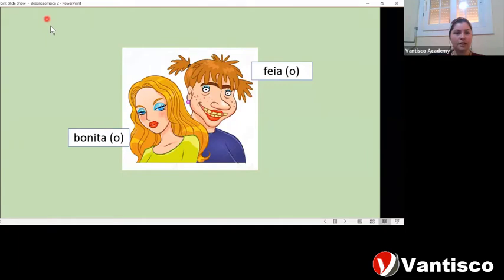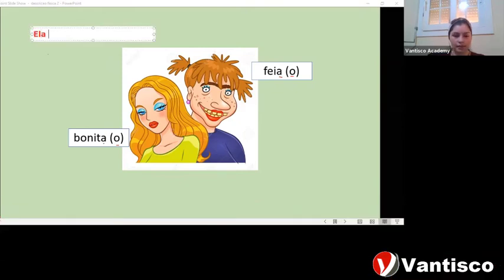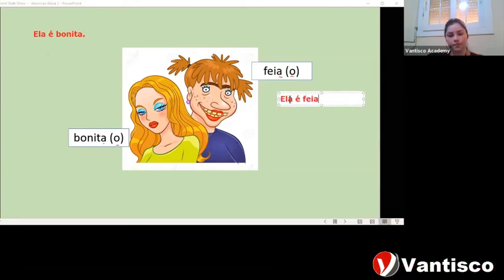So for a woman, we have the letter A, a letra A. E para o homem, the man, we have the letter O, a letra O. Here we can also use ela é bonita. She's beautiful. Also, the verb ser, ela é feia. She's ugly. Ela é bonita. Ela é feia. Okay? If it was masculine, ele é bonito. Ele é feio.